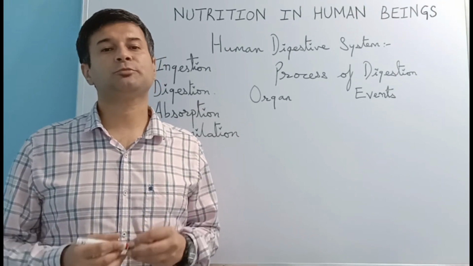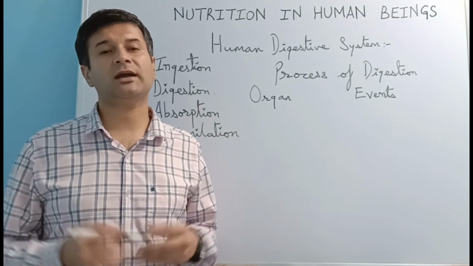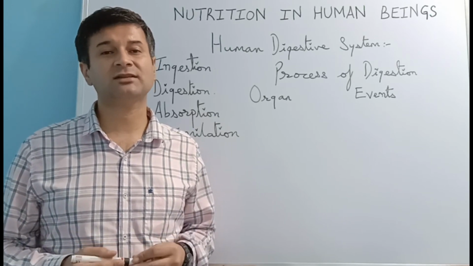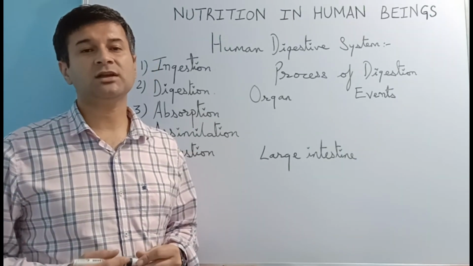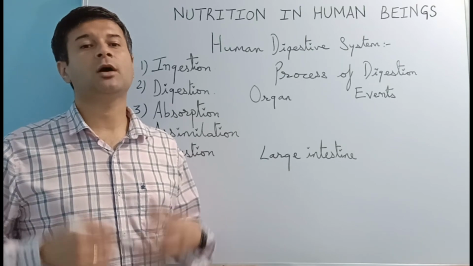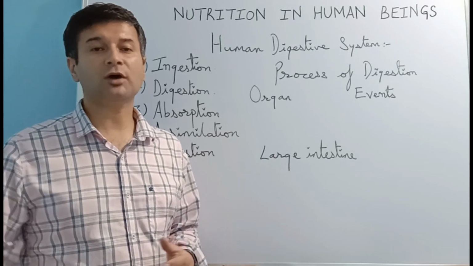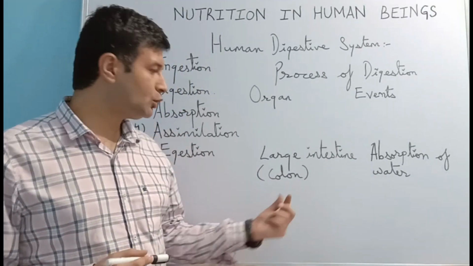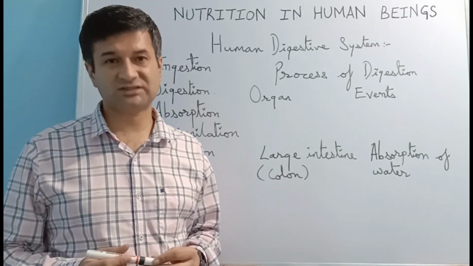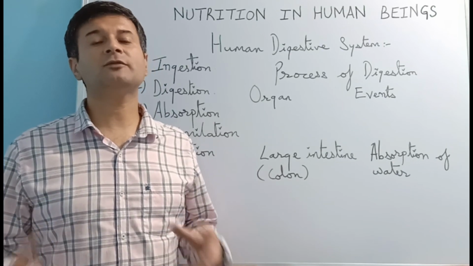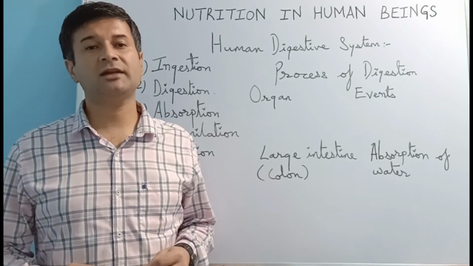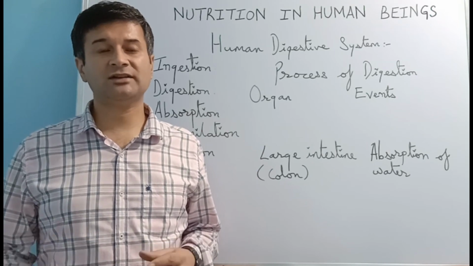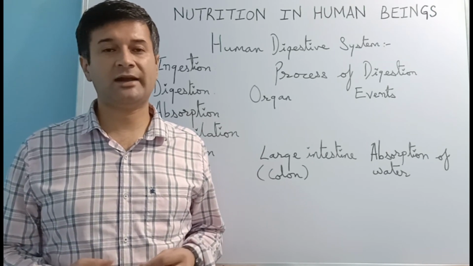Egestion. The process of removal or elimination of unabsorbed food from the body is known as egestion. The walls of the large intestine absorb more water from the unabsorbed food. Absorption of water takes place in the colon region of the large intestine. Finally, the unabsorbed food reaches the rectum and it is eliminated to the outside with the help of the anus, which is regulated by the anal sphincter.